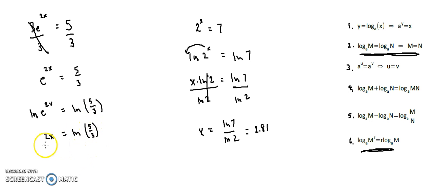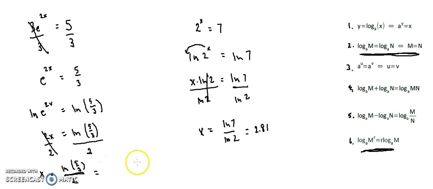We need to get x by itself. So we're going to divide both sides by 2. And we get that x is equal to natural log of 5/3 over 2. Okay, now remember, when we have a logarithm, you cannot put numbers in there. So there's no way for me to put this 2 into the natural log. We don't want to do that. It's going to be natural log of 5/3 and then the whole thing over 2.